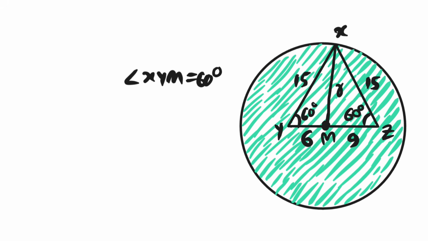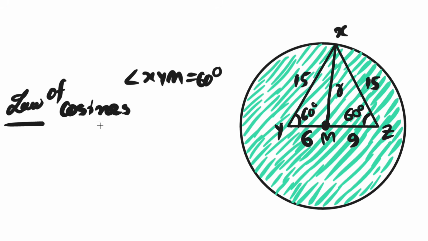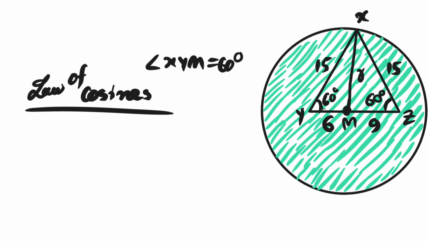This is exactly when the law of cosines becomes useful. The law of cosines tells us that the square of the side opposite a given angle equals the square of one known side plus the square of the other known side minus 2, multiplied by those two side lengths, multiplied by the cosine of the included angle.